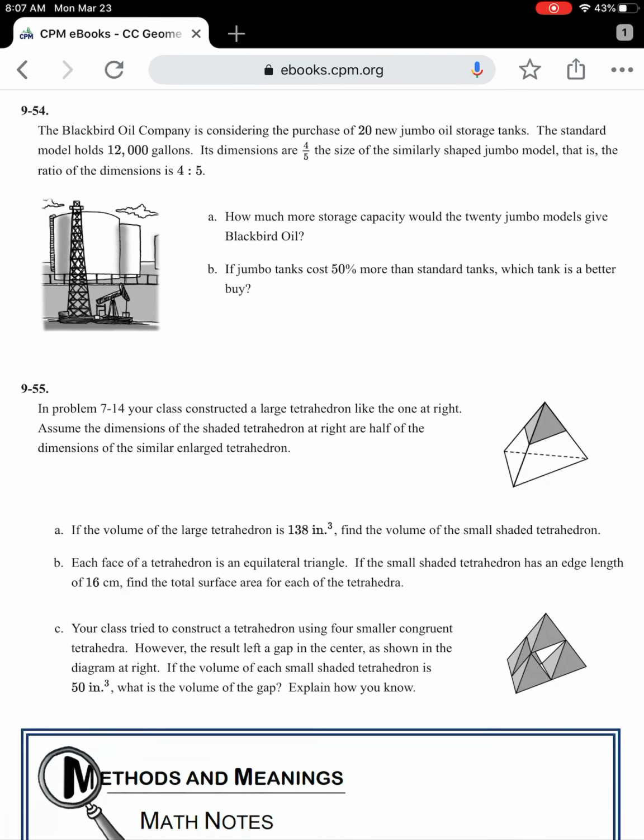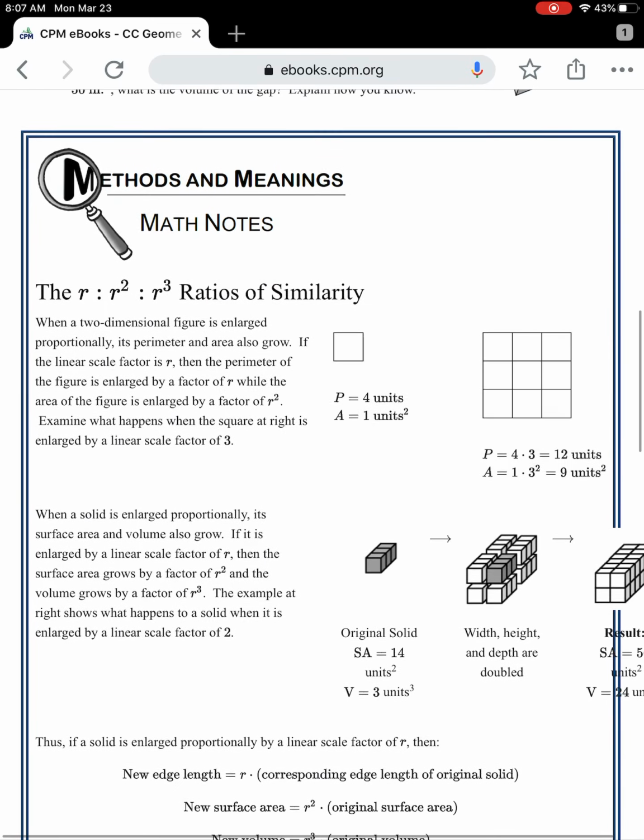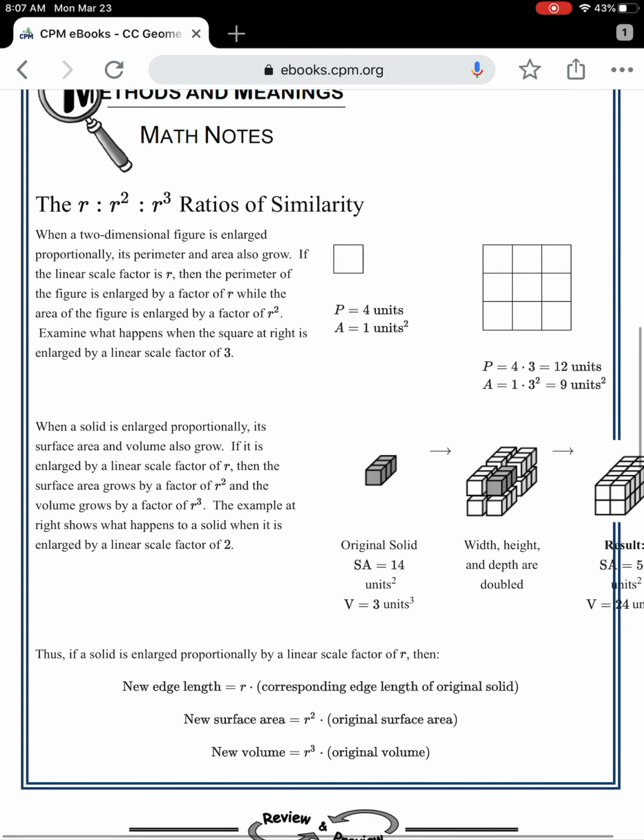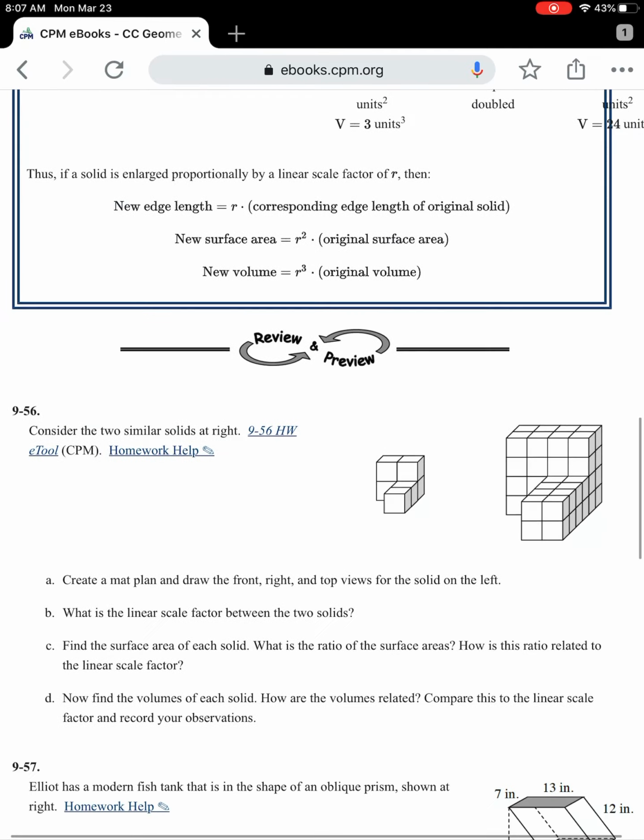Hopefully by the end of this lesson, you are feeling pretty comfortable using these ratios of similarity. The math notes give you one last look at how we can work with linear, 2-dimensional and 3-dimensional scale factors. So please take a read through that.